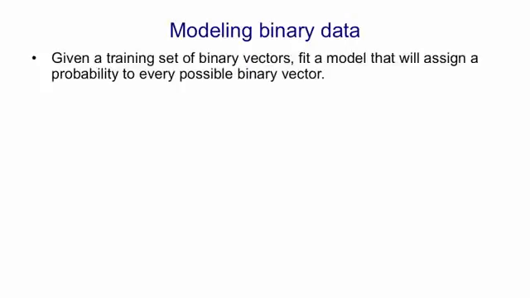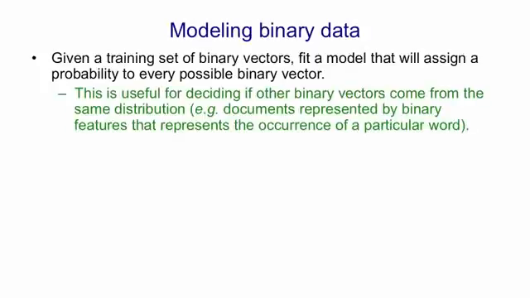Stochastic Hopfield nets with hidden units, which we also call Boltzmann machines, are good at modelling binary data. So given a set of binary training vectors, they can use the hidden units to fit a model that assigns a probability to every possible binary vector. There are several reasons why you might like to be able to do that. If, for example, you had several different distributions of binary vectors, you might like to look at a new binary vector and decide which distribution it came from.